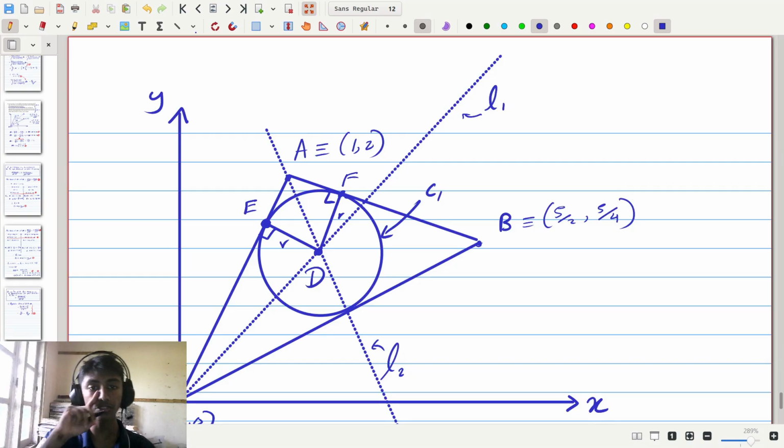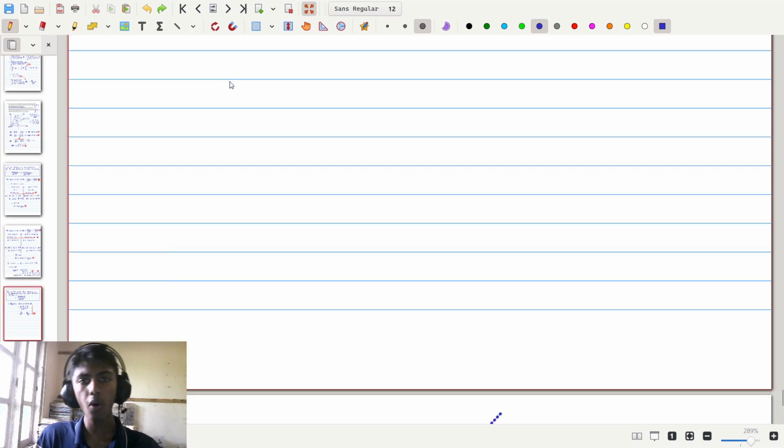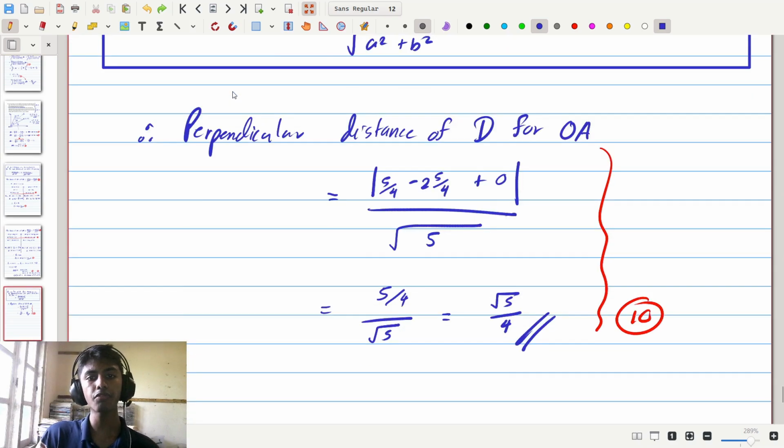Now from this, note that it also means that the radius R is the perpendicular distance of the point D to the line OA, and it is also the perpendicular distance of the point D to the line AB. Now, recall in the previous question that we found that the perpendicular distance of D from OA is equal. Actually, it seems I made a typing mistake here as well. It should be from OA.